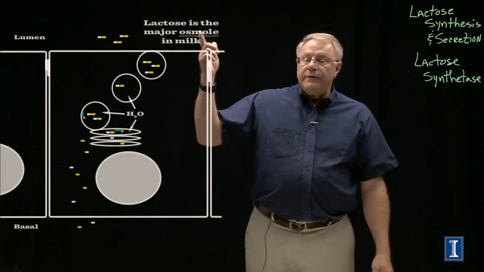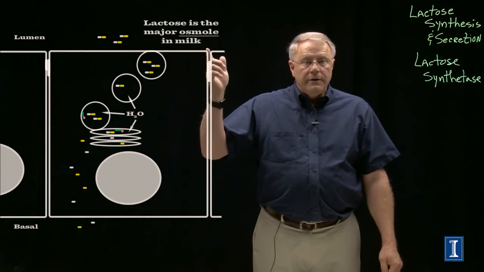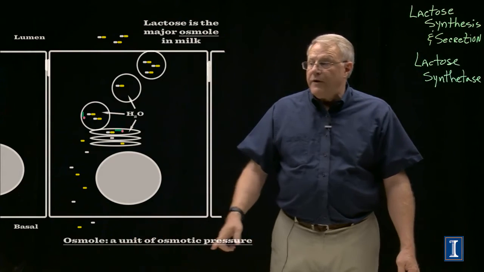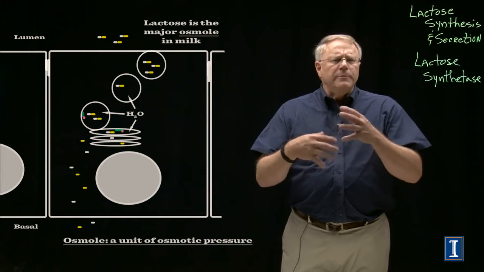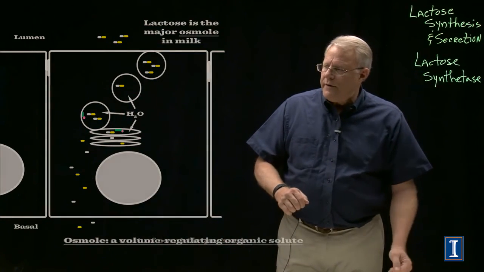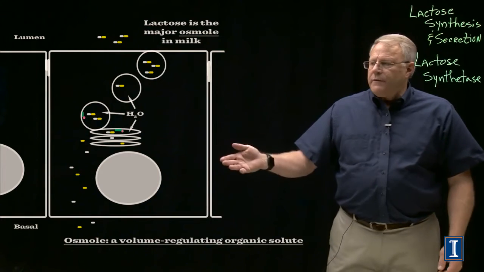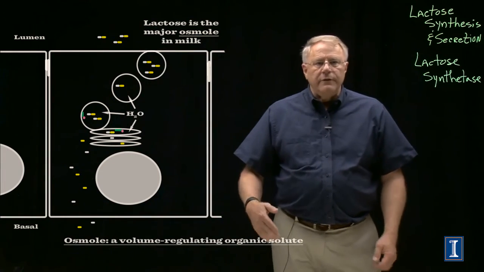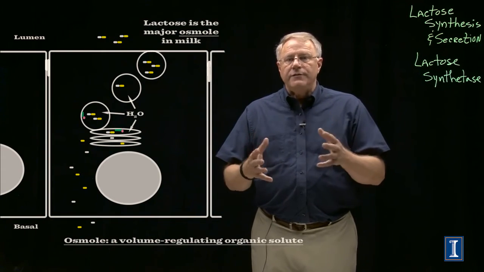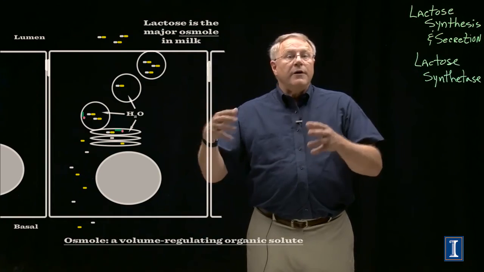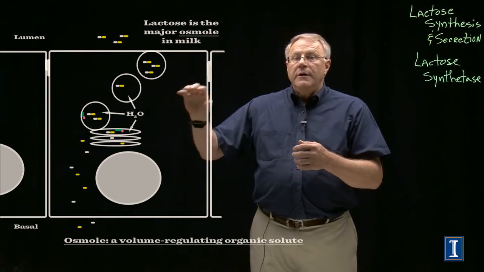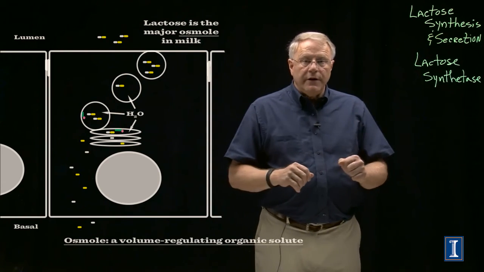Let's go to the next slide. So lactose is considered the major osmole in milk. Now the word osmole is sometimes used as a unit of osmotic pressure. What we're talking about is something a little bit more physiological than this unit of osmotic pressure. Let's go to the next slide. Osmole in this particular case is a volume regulating organic solute. In the case of milk, lactose, this disaccharide, is the major osmole that we find in milk. There are other osmoles, other things that contribute to the osmotic balance across these different membranes, but far and away lactose is the major osmole.